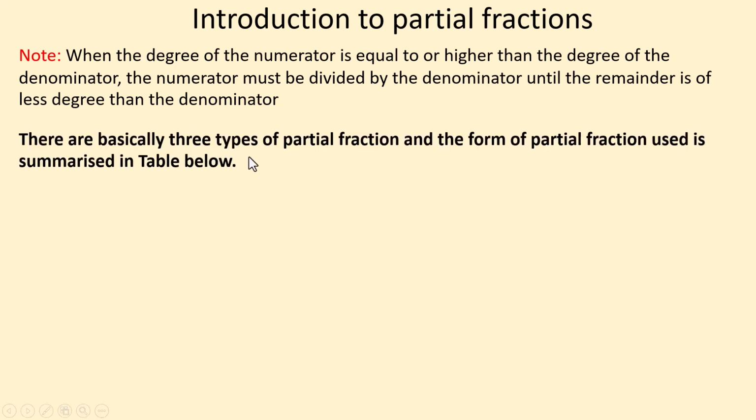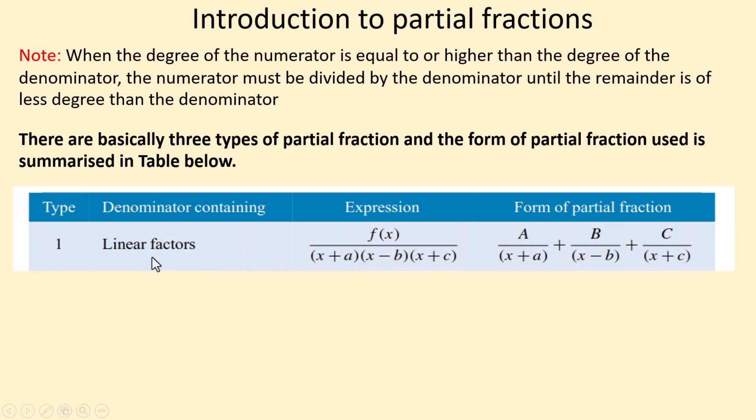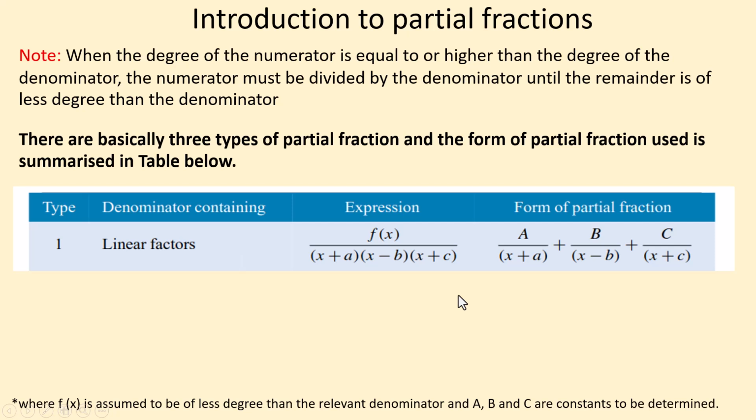There are basically three types of partial fractions, and the form of partial fractions used is summarized in the table below. Here we have linear factors. We have x plus a, x minus b, x plus c. That is the linear factors. How can we form its partial fraction? For linear factors, it becomes a over (x plus a) plus b over (x minus b) plus c over (x plus c), where f(x) is assumed to be of less degree than the relevant denominator and a, b, and c are constants to be determined.